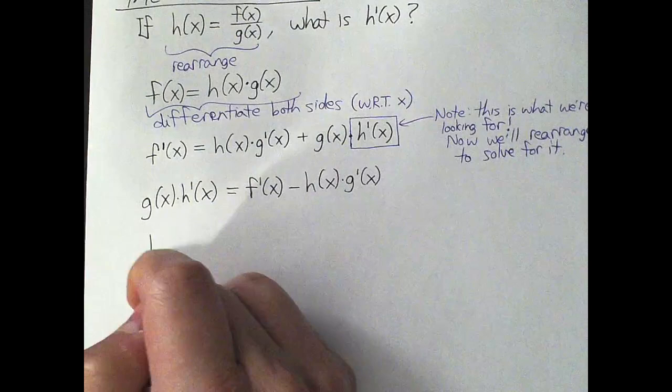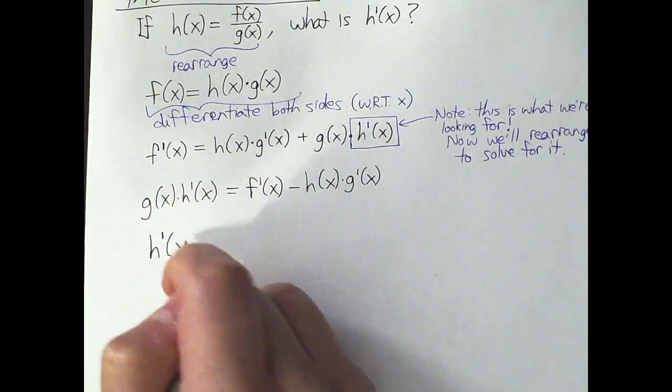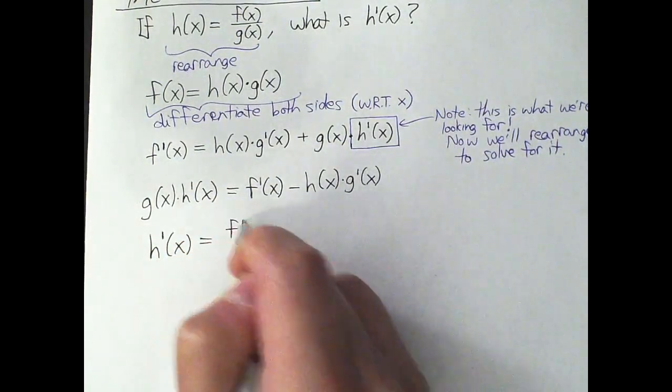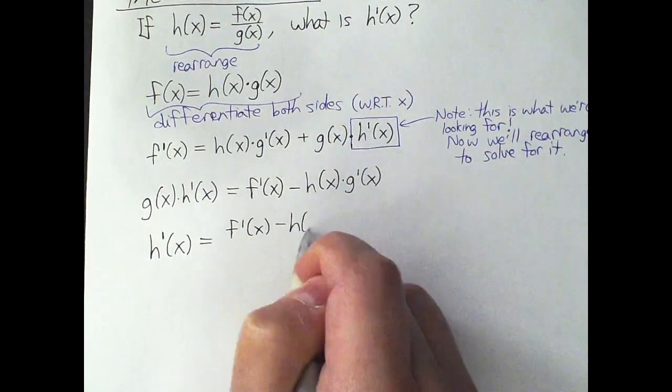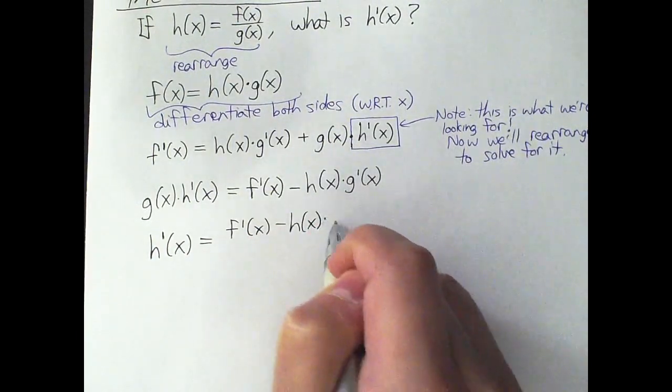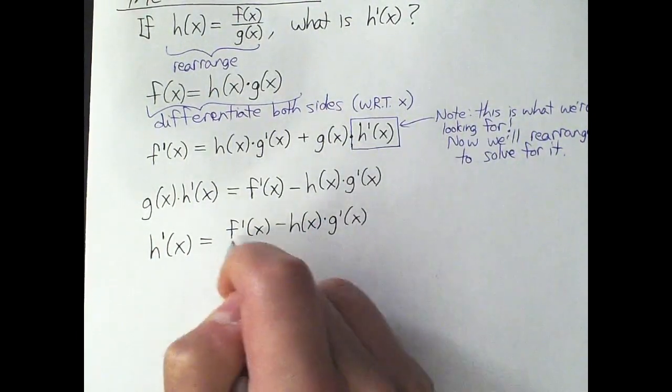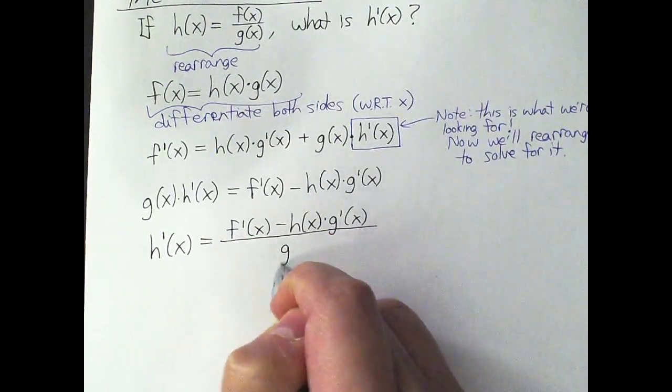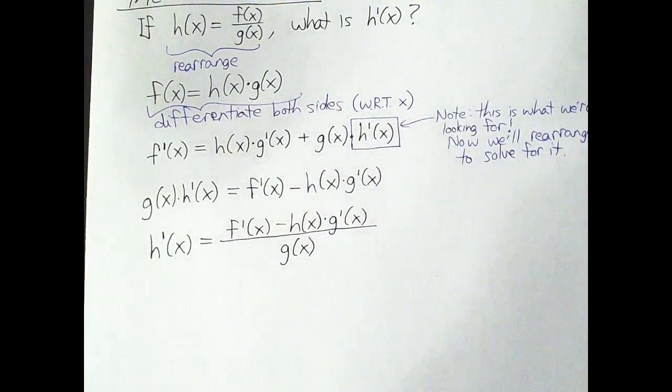And now let's divide both sides by g of x. F prime of x minus h of x. All right, I said we were going to divide both sides by g of x. That's where we're at so far.